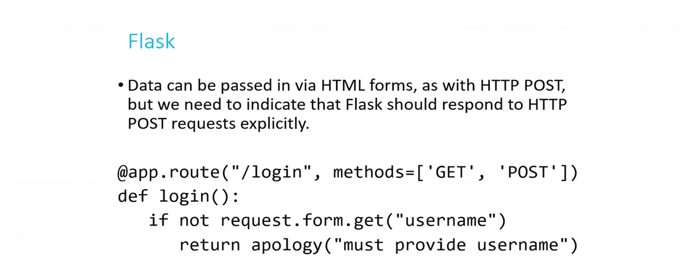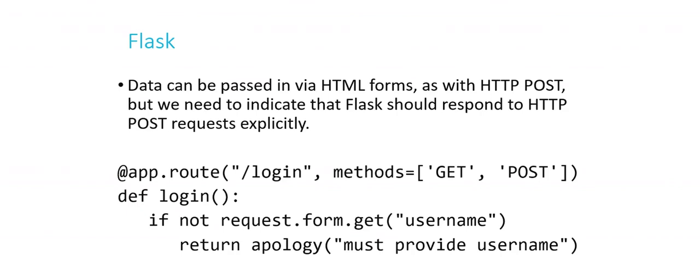So notice that in addition in my decorator to saying where the function should be associated, so in this case with /login, I'm also saying not only that, but you should be accepting data via the GET method or via the POST method. So that's how I explicitly call it out.